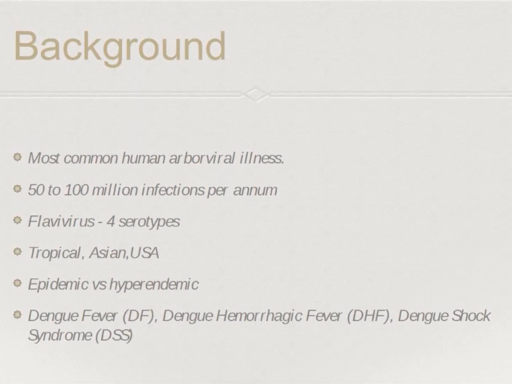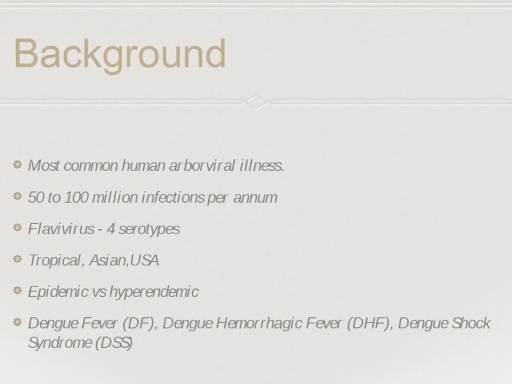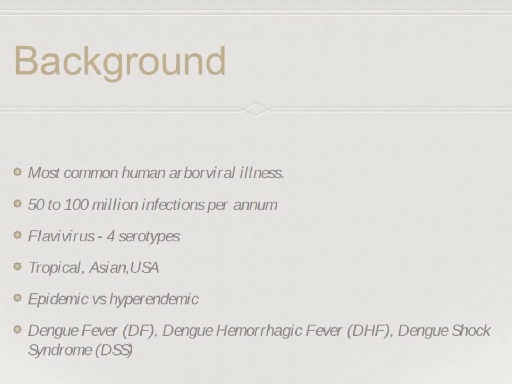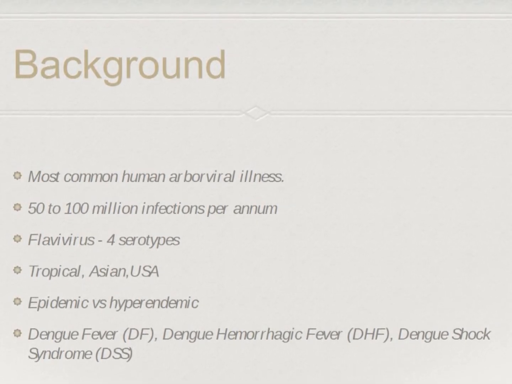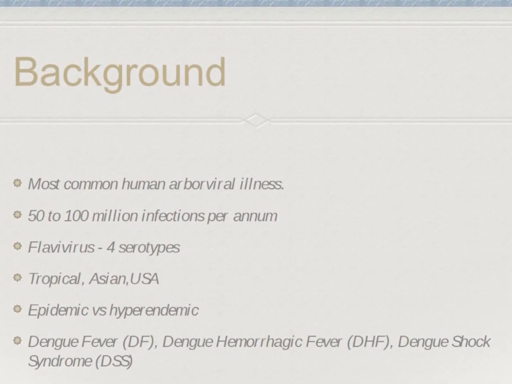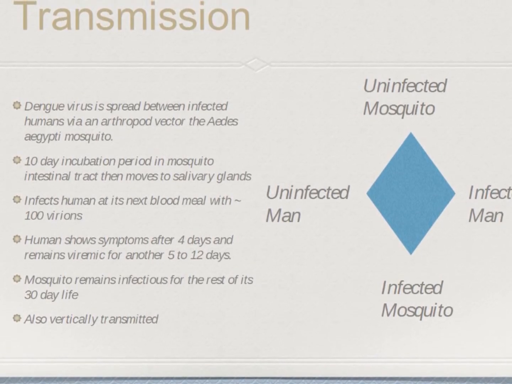There's dengue fever, which is usually once you get one serotype. Dengue hemorrhagic fever and dengue shock syndrome occur once you have antibodies to one serotype and you get infected with another serotype. And then we talk about the epidemic, which is when there's an outbreak of one serotype, and hyperendemic, which is an outbreak of more than one in an endemic area.